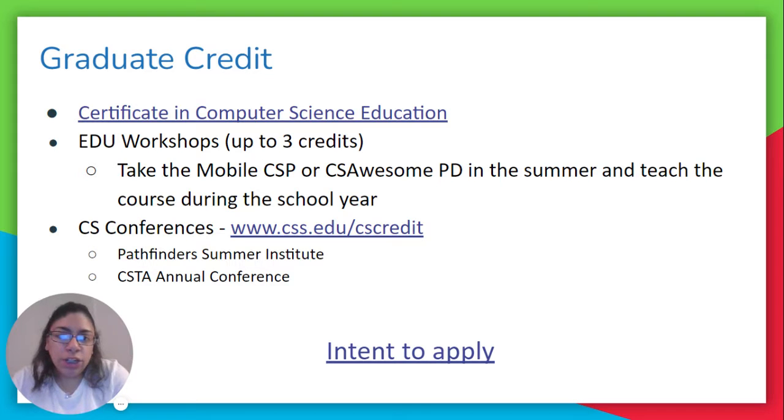We also offer education workshops for taking our professional development, either for Mobile CSP or CSAwesome, and then teaching the course in the school year. We also offer graduate credit for teachers who are seeking credit after attending computer science conferences. So, for example, you could attend the Pathfinders Summer Institute with the Emphasis Foundation USA, or you could attend the annual Computer Science Teachers Association conference, and then talk to us about earning graduate credit for your professional learning experience.